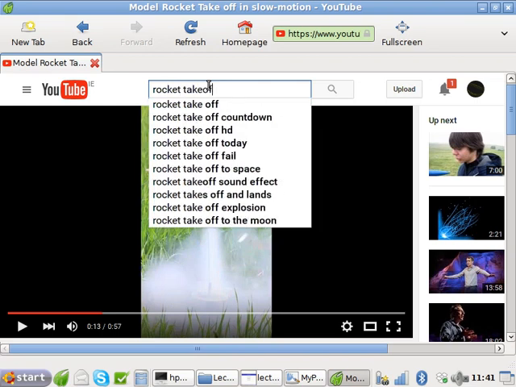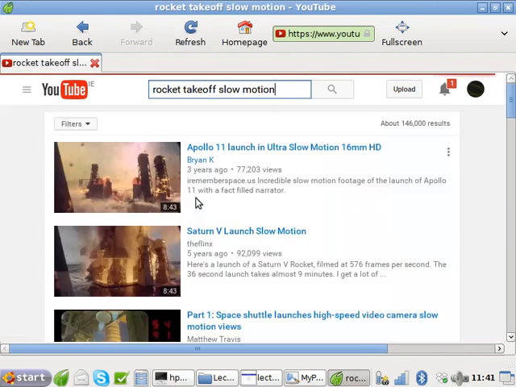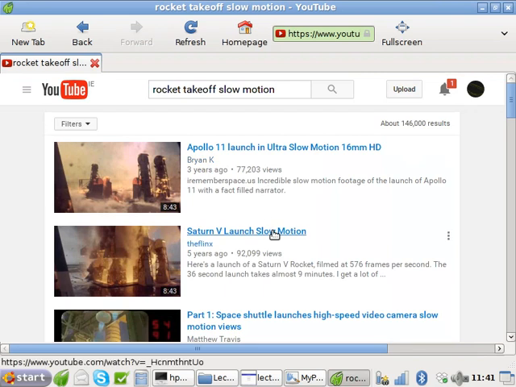Rocket, take off, slow motion. Yeah, we want to see a real rocket, of course, not a toy rocket. Something like this.